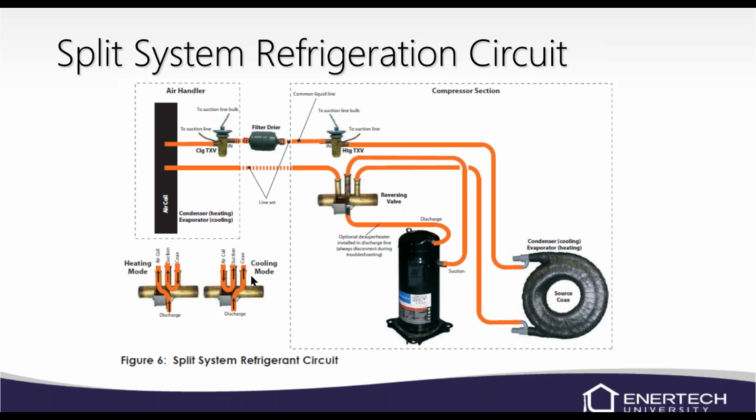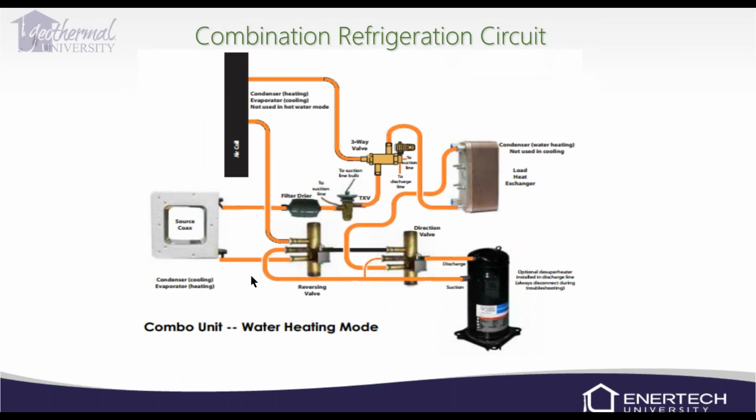The packaged unit only has 1 TXV, and it's a biflow expansion valve, so it works in both directions. In the same way with this combination unit, it uses 1 TXV. It's a biflow TXV, it'll throttle in both directions. The combo unit is very similar to a packaged water to air unit, except it's also a water to water unit. I'm not going to get real in depth with this today.